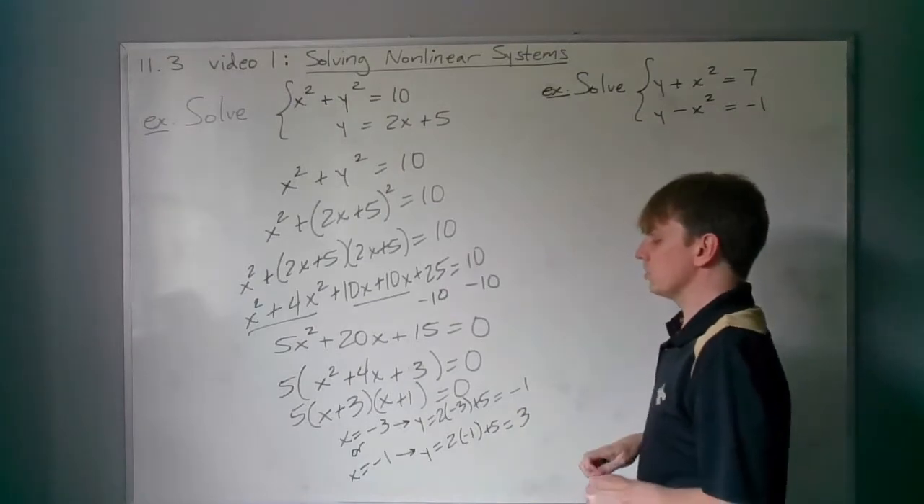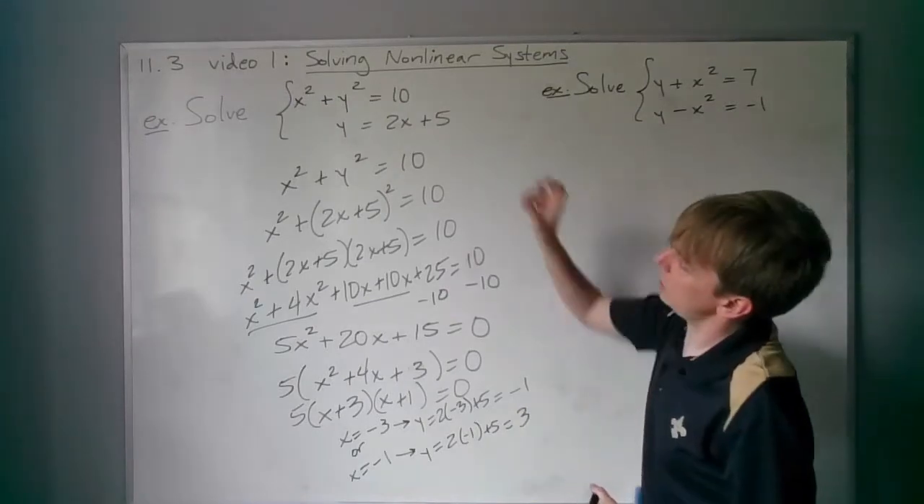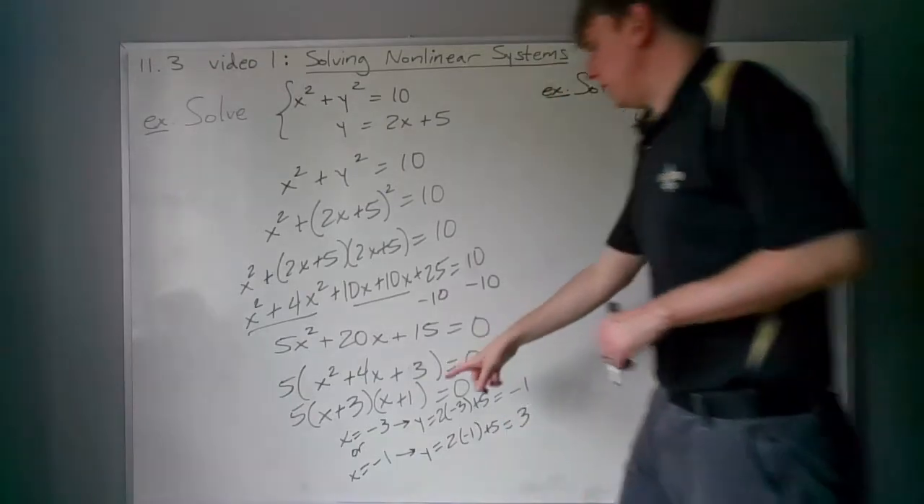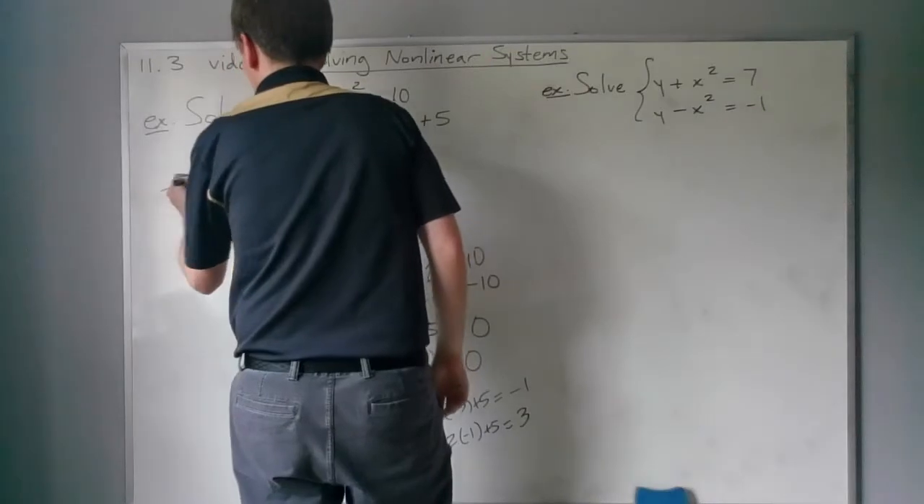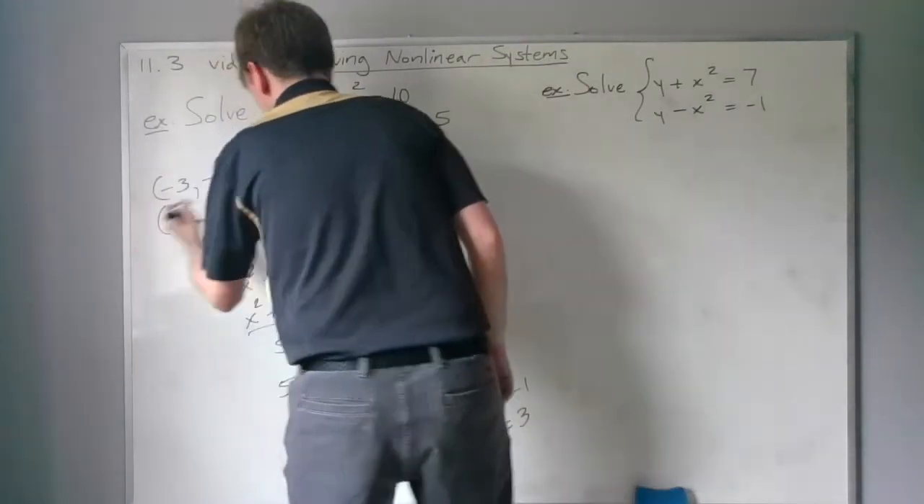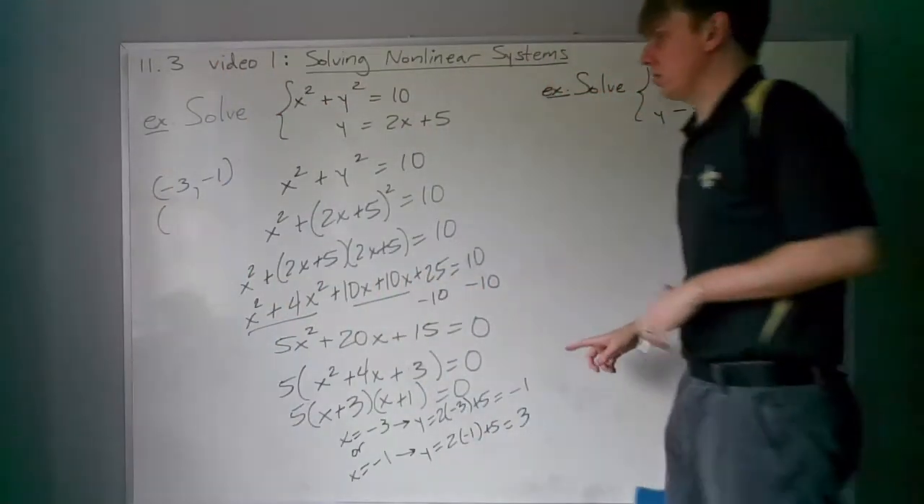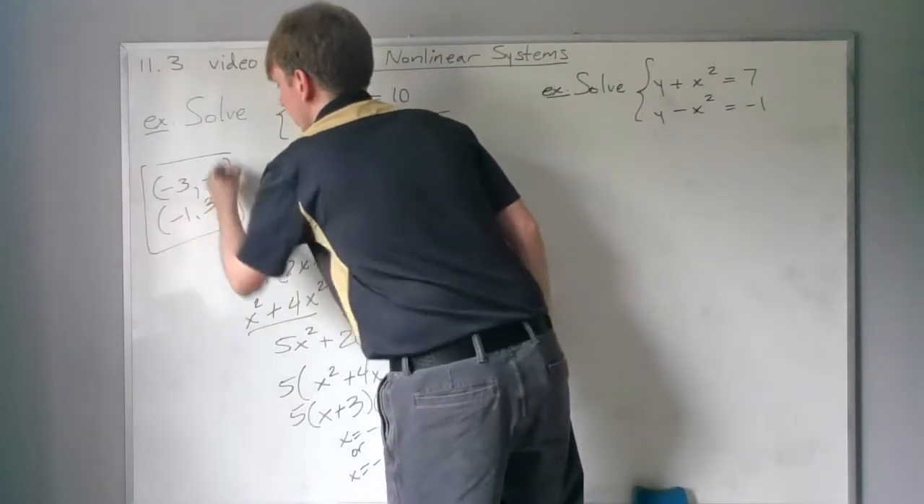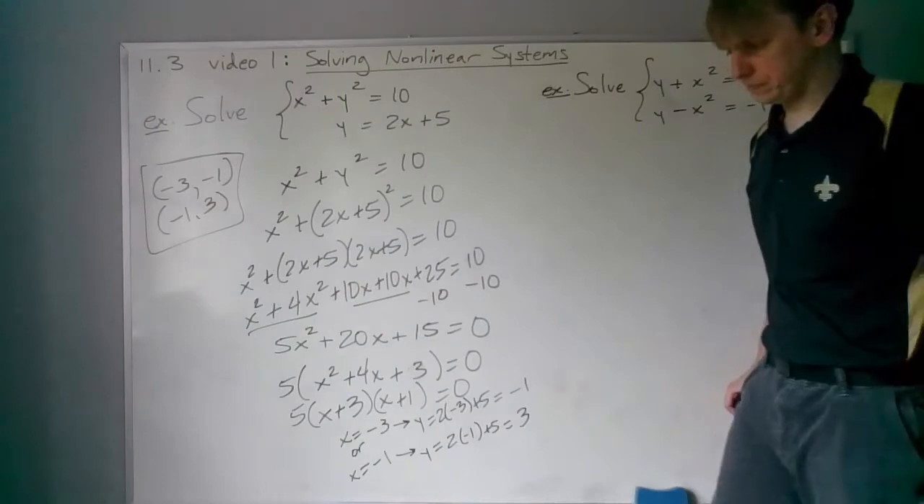So our two solutions, and we should go back and check, make sure they satisfy both the original equations. Either x is minus 3 and y is minus 1, or x is negative 1, y is positive 3. So we actually had two solutions for this problem.